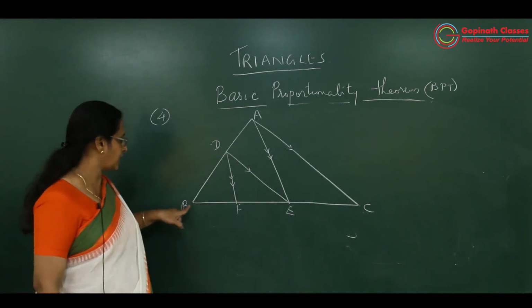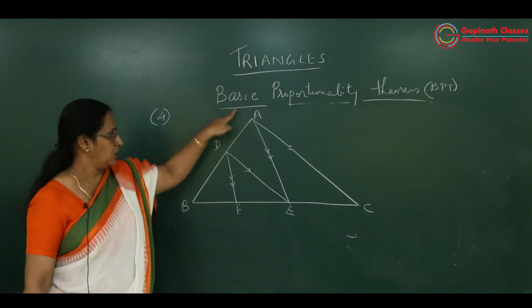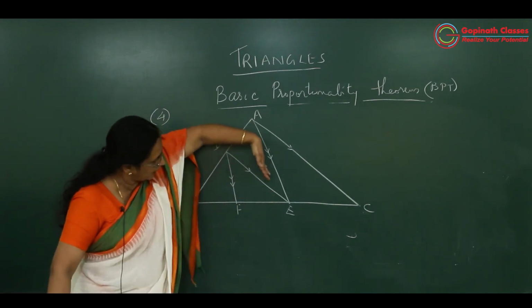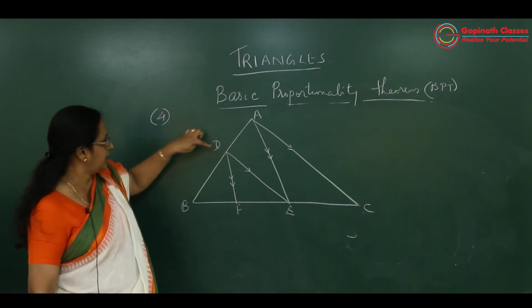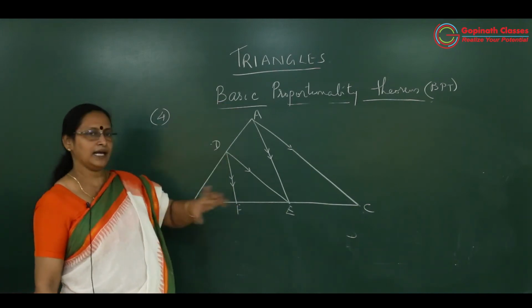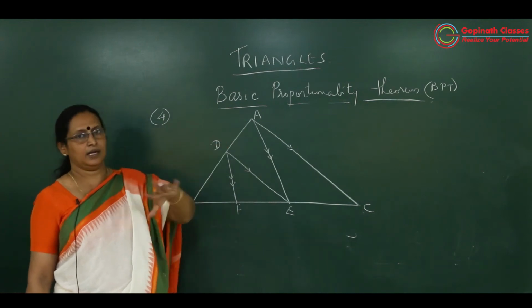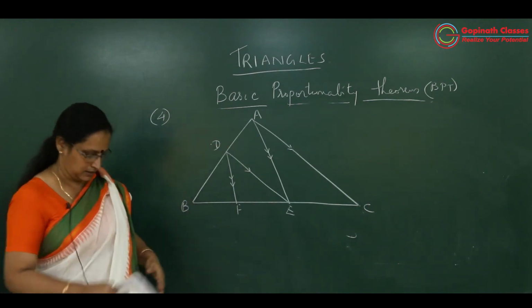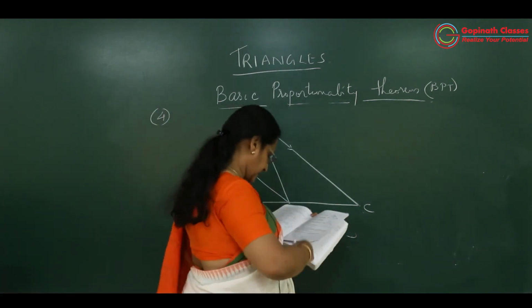Come to this small triangle ABE. Look at AB. उसी में भी ये दोनों parallel है. So I can apply BD by DA is equal to BF by FE. इसमें BD by DA is common in both the statements. Then we'll get the answer. That's a trick.